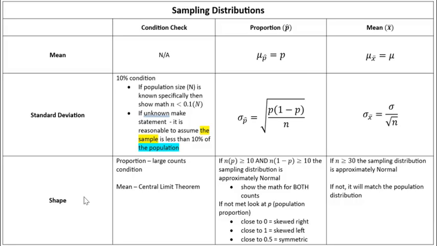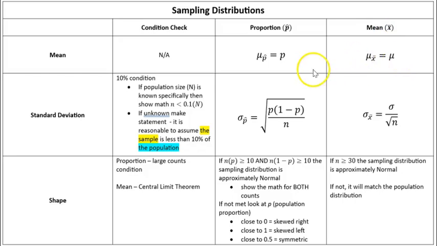All right, so first thing we want to talk about is symbols, and make sure we understand symbols. So for proportion, p hat, that is the sample proportion. Okay, p hat is a sample proportion. Just a p, regular p, is a population proportion. So if I want the sampling distribution of the sampling proportion, I'm talking about p hat. For the mean, sample mean is x bar, and then population mean is mu.